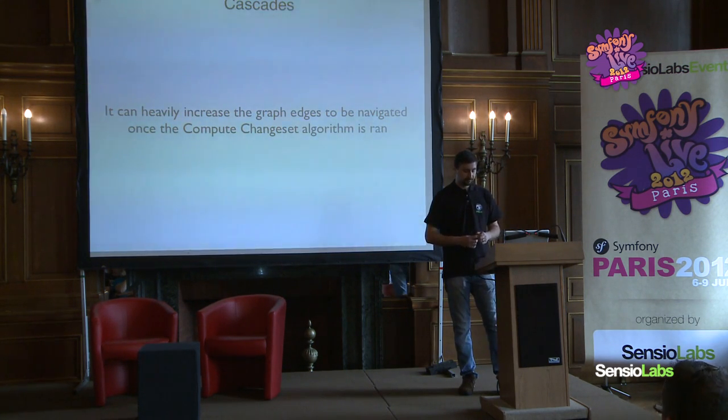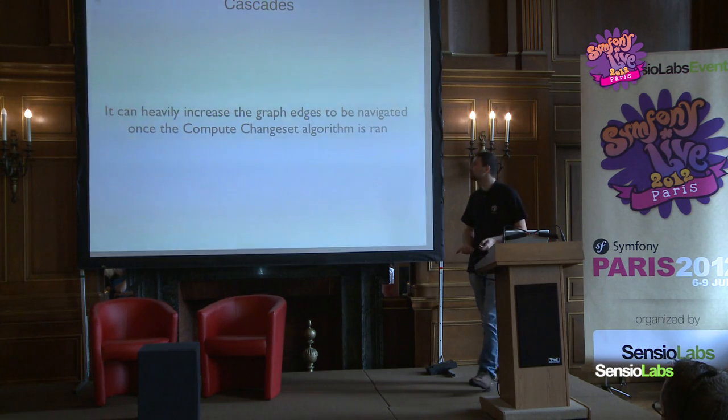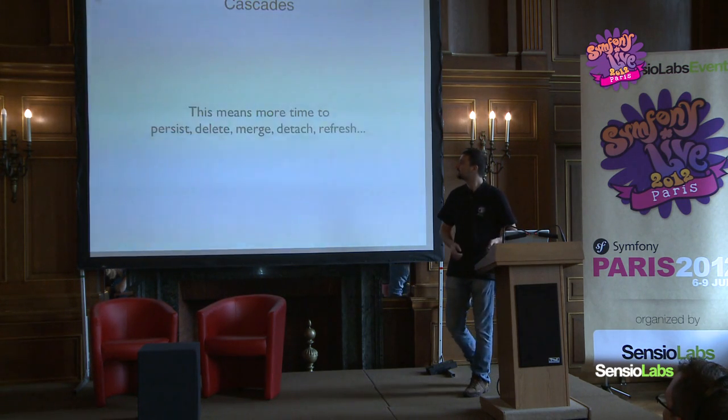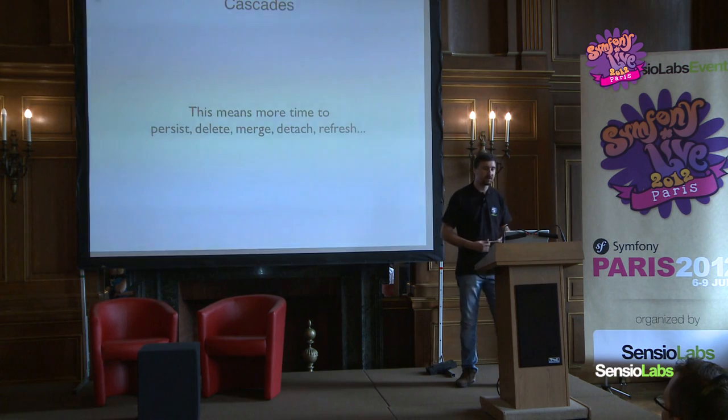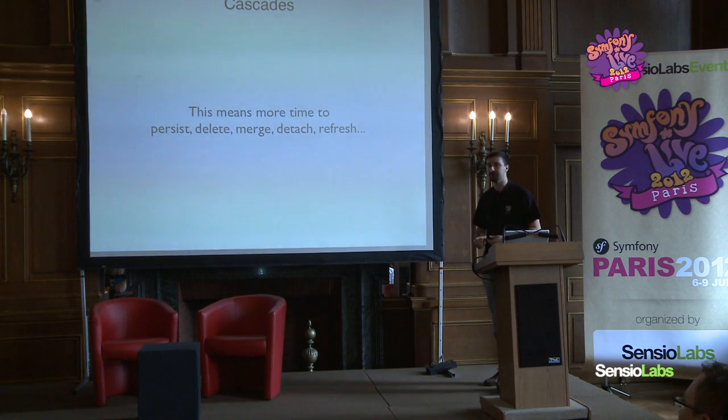But you may still have valid use cases. So that's why we have the feature. And what are the available cascades that we have? We have persist, delete, merge, detach, and refresh. So what does it mean? What does each one mean?